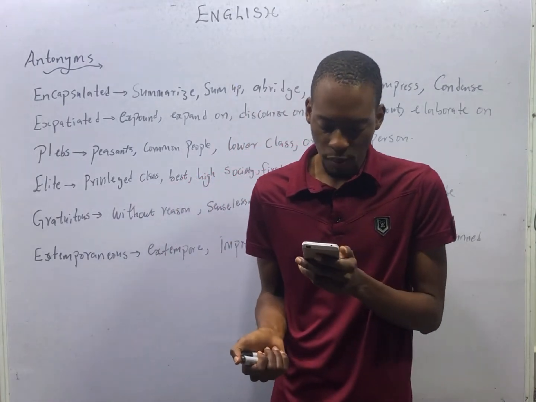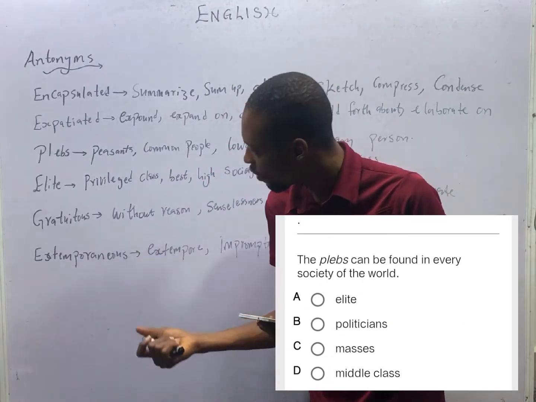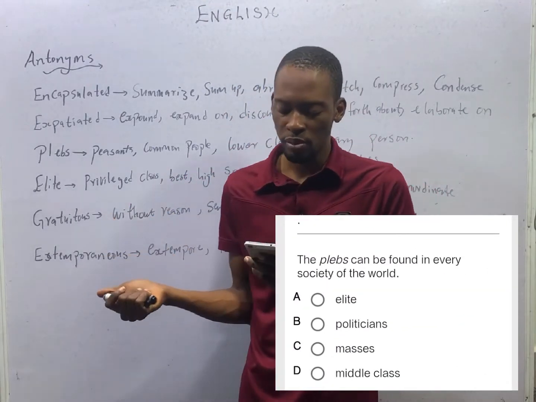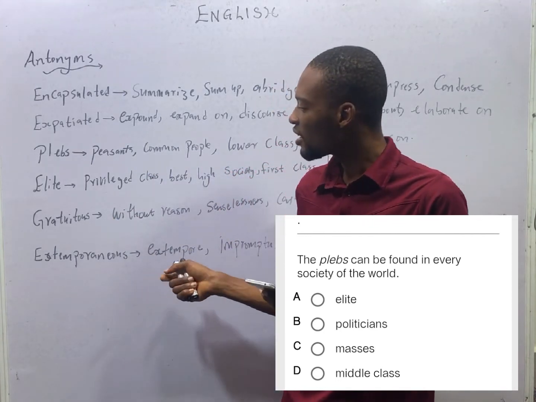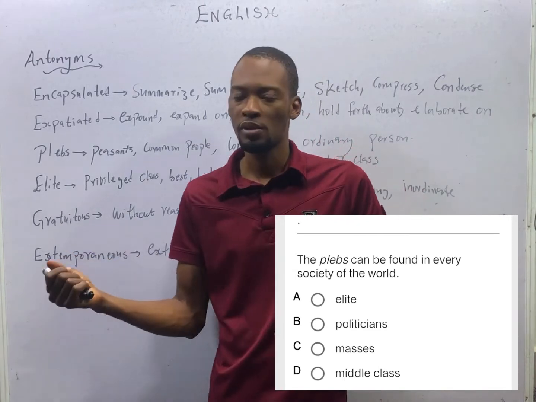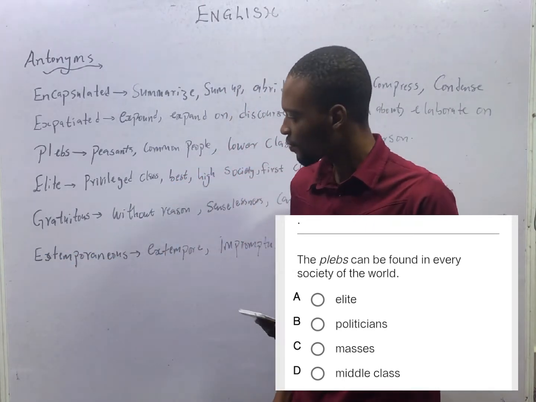And this question says, the plebs can be found in every society of the world. Plebs are common people, which means the opposite will be elite. Elite, which is not common people, the high class people of the society.